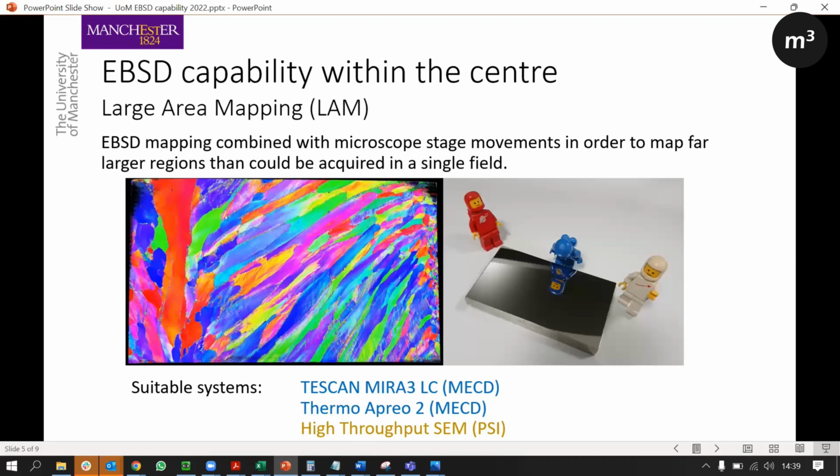So large area mapping. Rather than keeping the stage in a single position for an EBSD map, where you are limited a little bit by your view field, although typically in a single map, we would go smaller than the lowest magnification of the microscope due to distortions at the edges. So we will go for a smallish view field, maybe 500 microns, and then automatically move the stage while mapping in order to do a large area.